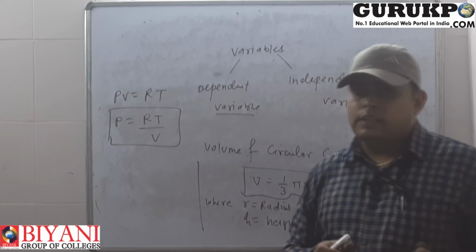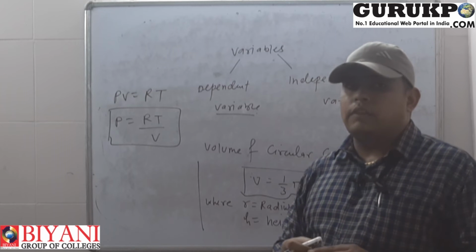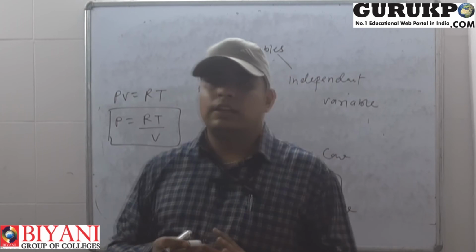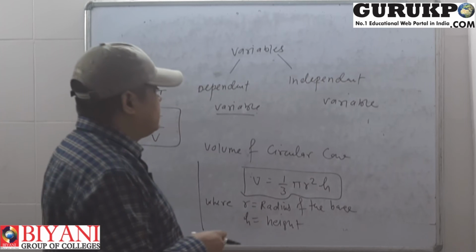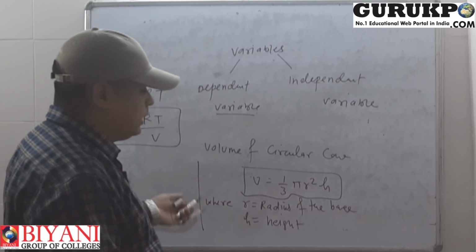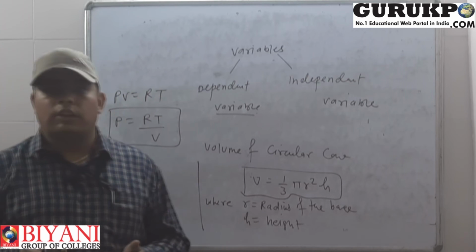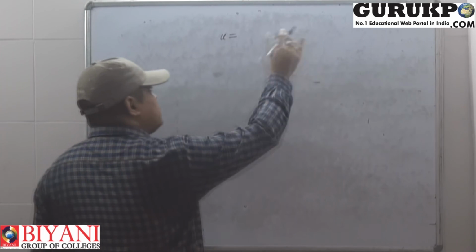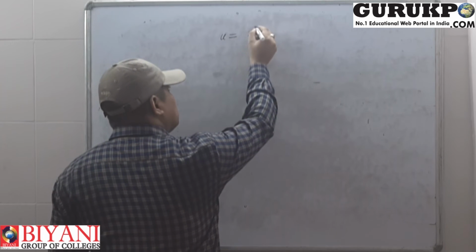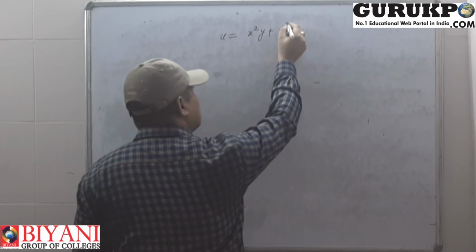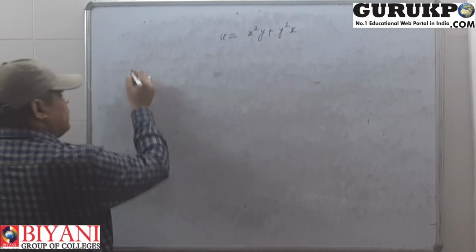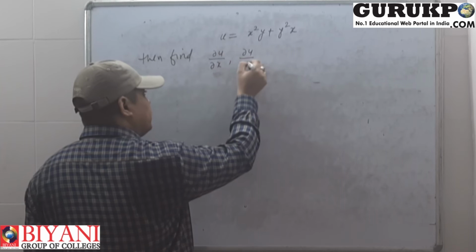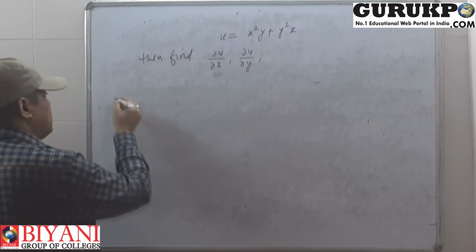R is the constant. Thus we can say that a partial differential equation always involves two or more independent variables. Having one independent variable will always give us an ordinary differential equation. So it is the best example. Or similarly we can take another example for better understanding of how to solve a partial differential equation. Let us take u as a function of x square y plus y square x. Then find del u by del x and del u by del y. So how will we start? We will start like this.